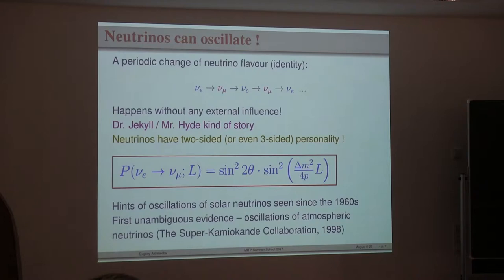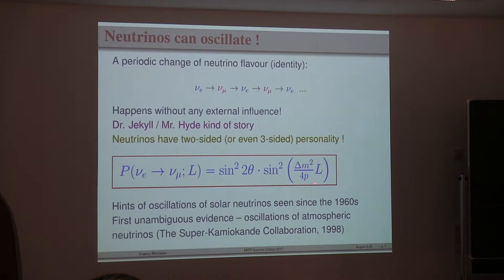Okay, and most interestingly, this happens without any external influence. We are used to situations when particles change their identity in the process of interacting with other particles, or when they decay, for example, they can disappear. Now, neutrinos can change their identity without any external influence at all. And in the simplest case of two-flavor oscillation, the probability of electron neutrino going into muon neutrino upon propagating distance L is given by this simple formula.